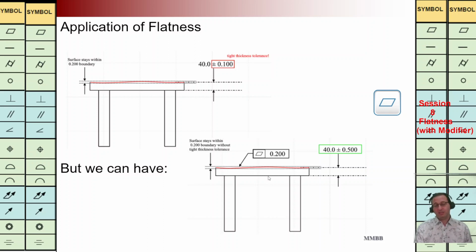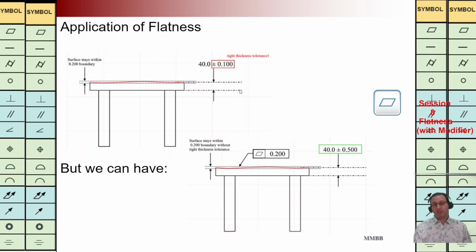Based on the flatness, this example and this example are exactly the same. However, the height of this plate can be changed between 40 plus minus 0.5. Here it is 40 plus minus 0.1. Here, the flatness is important. The height is not that important. It is the advantage of using feature control frame.